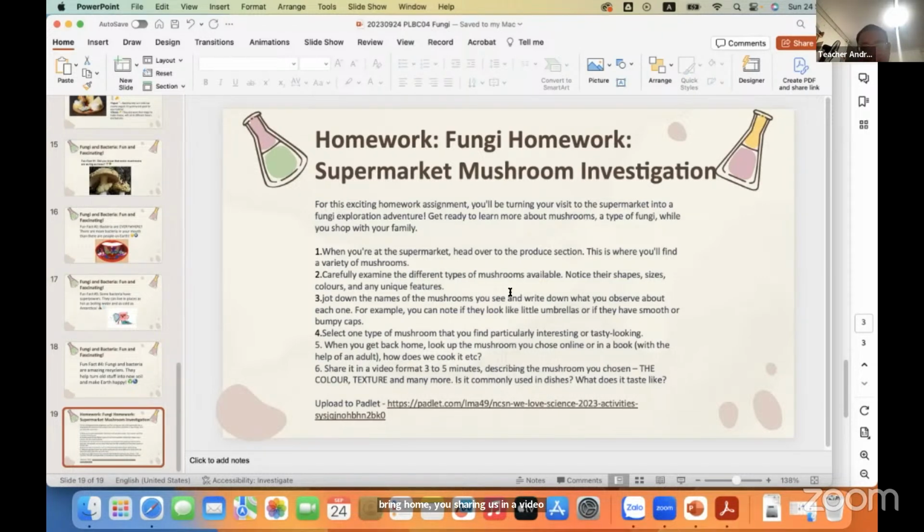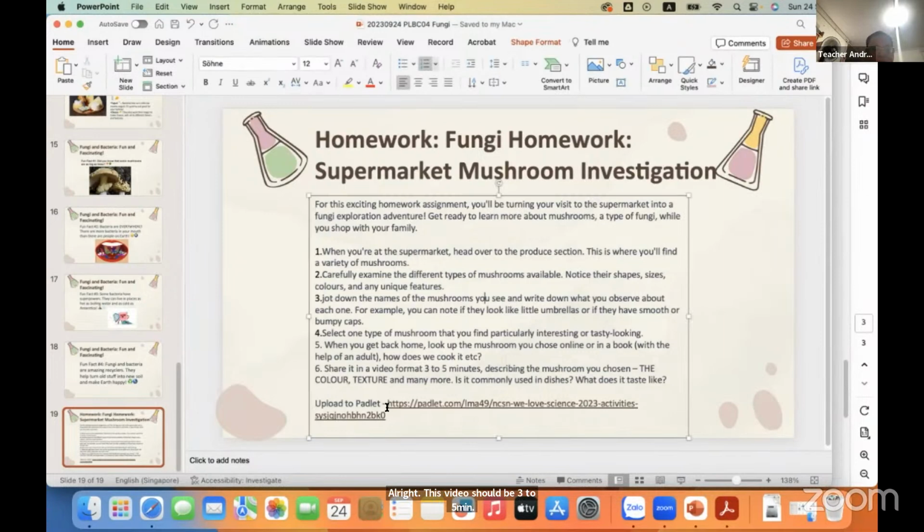After you choose the mushroom, you bring it home, and you share with us a video describing the mushroom you chose. What's the color, texture, how tall or how big, what are some of the dishes we can cook with it, and how does it taste? This video should be 3 to 5 minutes, and please upload it to Palette once you are done. I will share this in Zalo later as well.